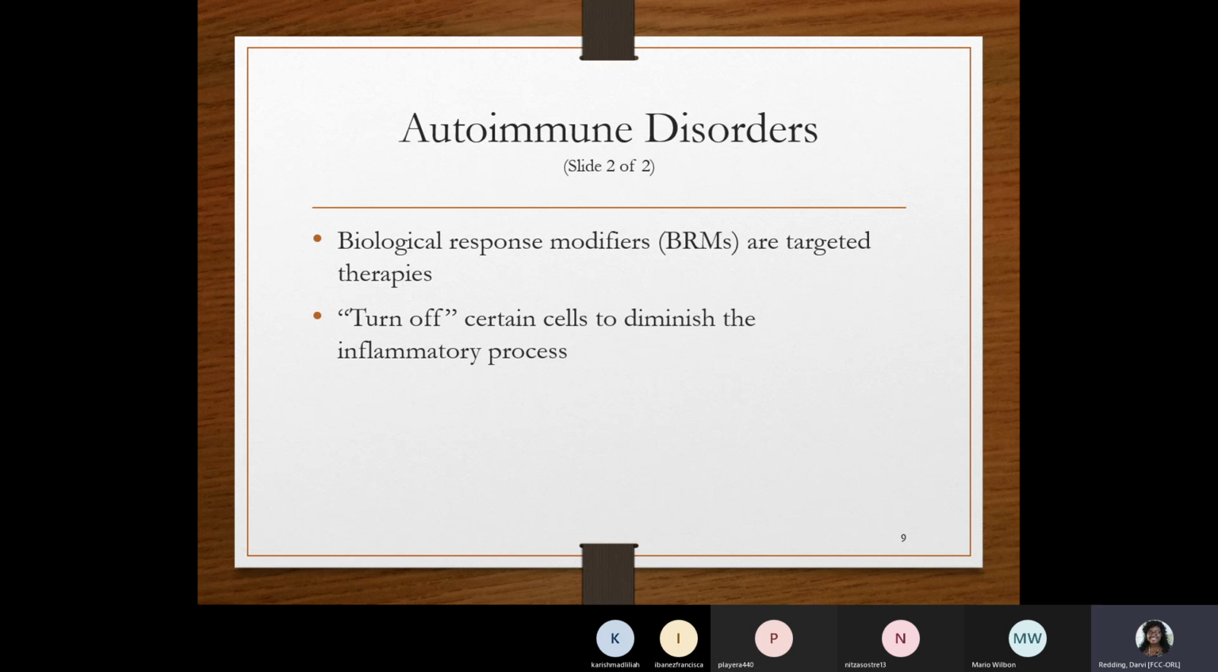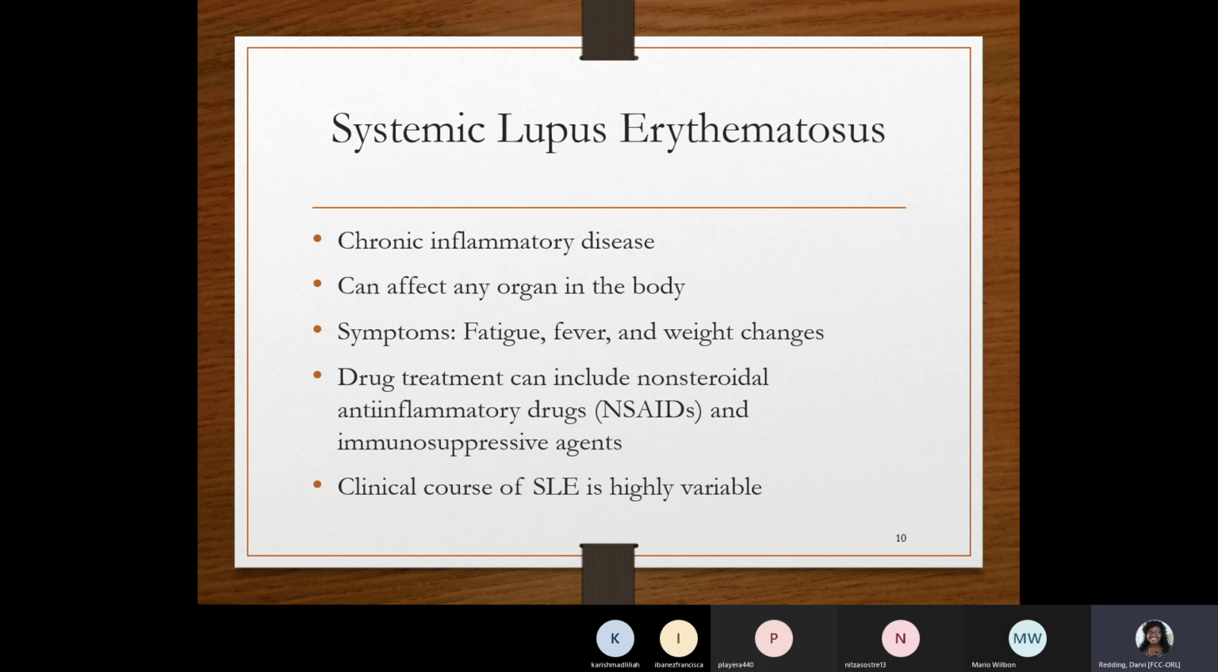So now that we've talked about some of the examples of the autoimmune system, we'll next learn specifically what each of those autoimmune disorders are. And so with the SLE, which is abbreviated for systemic lupus erythematosus, it's a chronic inflammatory disease, and it works by affecting any organ in the body.